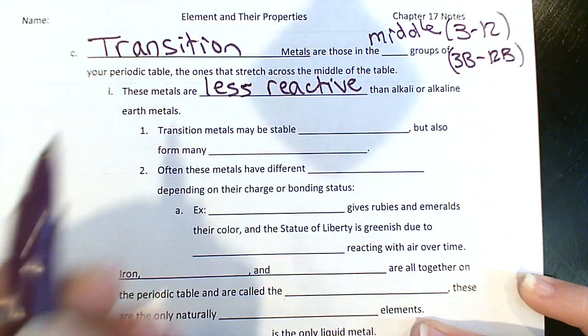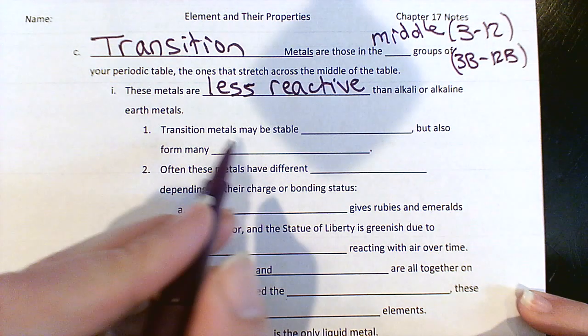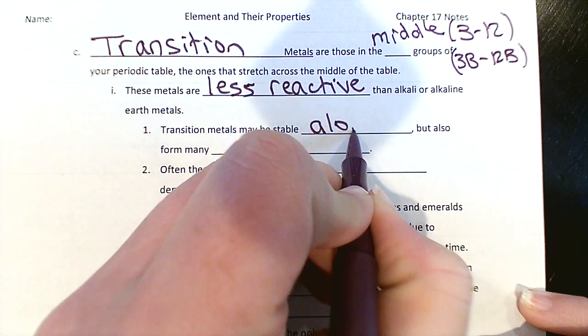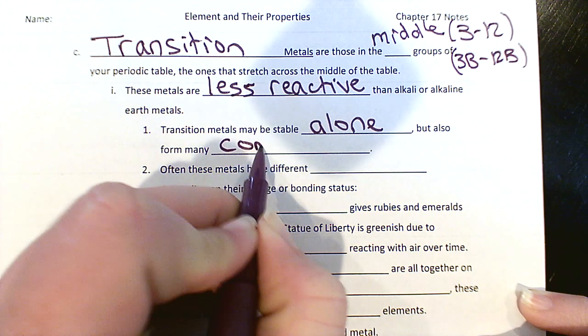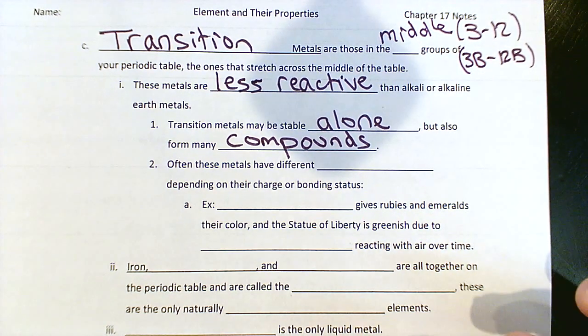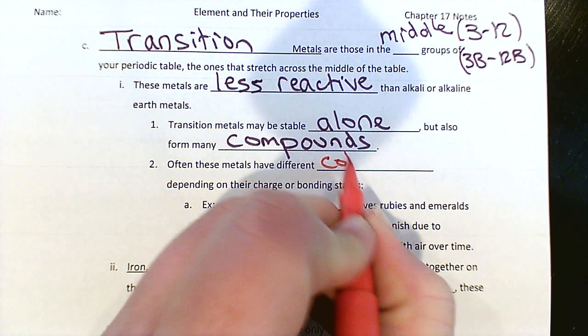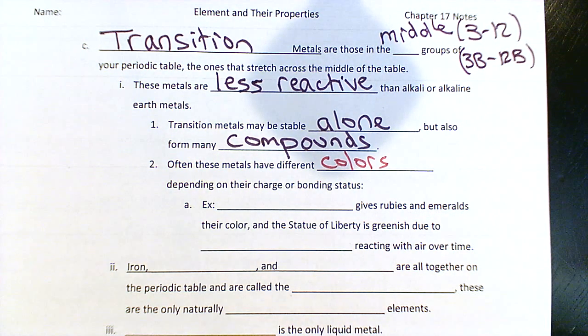So these are ones that you might be able to find in a pure state because they're not super reactive. They're already kind of stable. So they may be stable alone, but also form lots of compounds. They can kind of bond or not bond. They're kind of stable either way. Often these metals have different colors depending on their charge or bonding status.